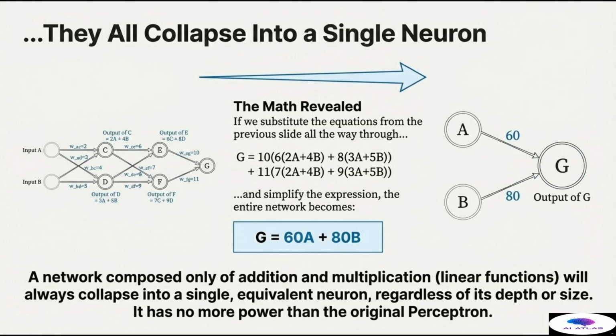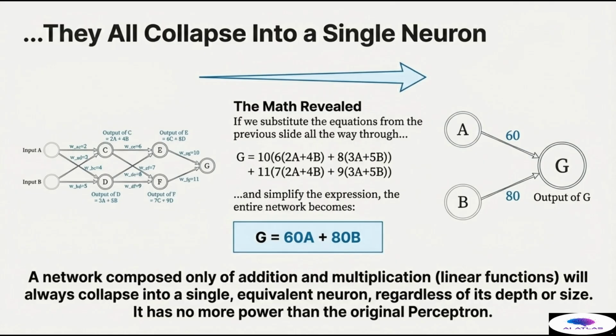They all collapse into a single neuron. The critical realization is that a network composed only of linear functions, simple addition and multiplication, is fundamentally redundant. Regardless of its apparent depth or the number of neurons, it can always be reduced to a single, mathematically equivalent neuron. Let's look at the math revealed.